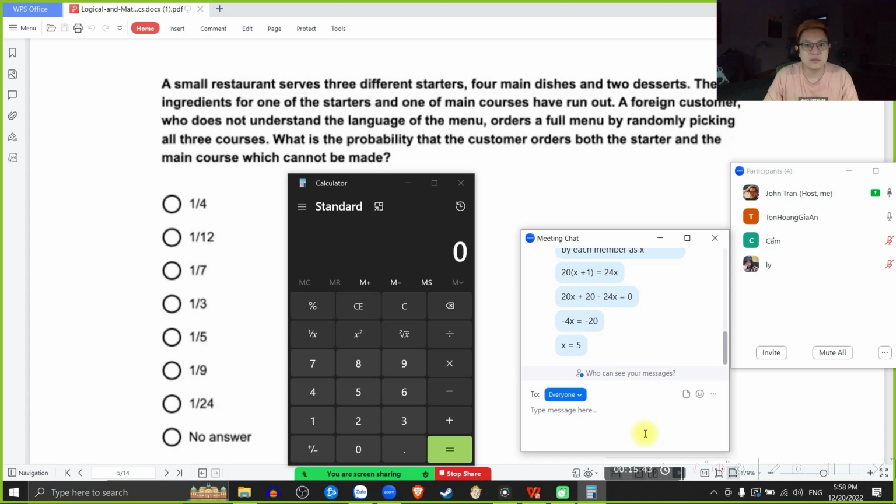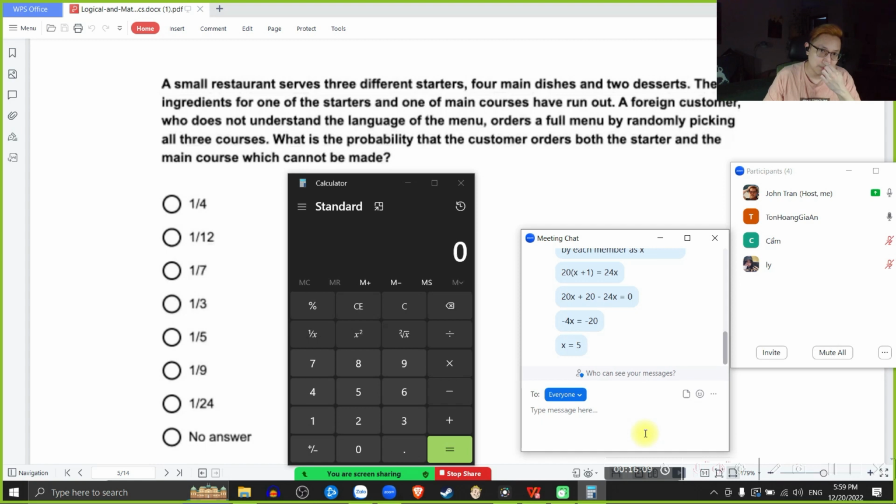A small restaurant serves 3 different starters, 4 main dishes and 2 desserts. Dessert or desert? Be careful. Dessert is the sweet course, desert with one S means the sandy land. Dessert has two S's. So 3 starters, 4 main dishes and 2 desserts.